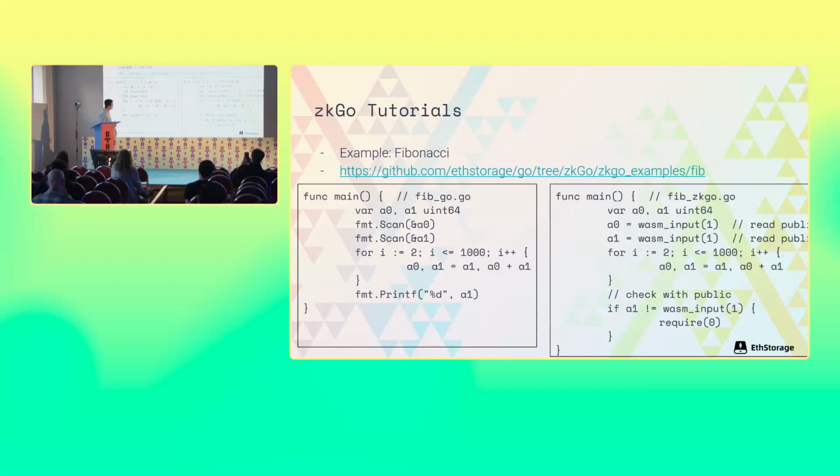So for example, suppose I would like to write a simple Go code to verify a calculation of the Fibonacci sequence. If I'm using the traditional Go code, I will first read the data from, for example, the CLI, and then do some calculation that is 1,000, and then finally I print the corresponding outputs.